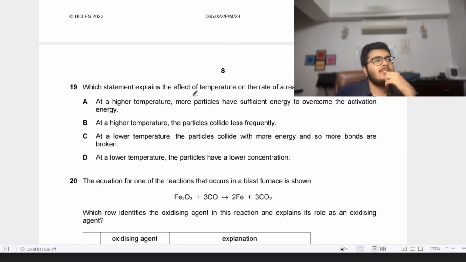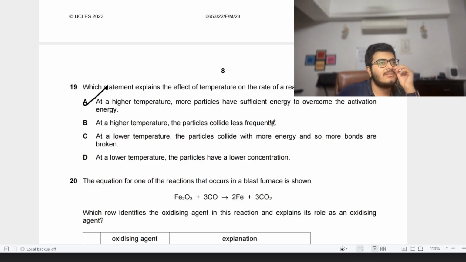Okay, which statement explains the effect of temperature on rate of reaction? At higher temperature, more particles have sufficient energy to overcome the activation energy, which is true because more particles are going to vibrate faster, they are going to gain kinetic energy, and they are going to overcome the minimum energy required to start a reaction, in other words, activation energy.